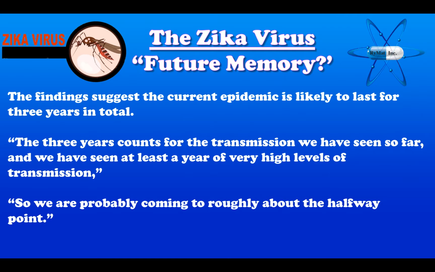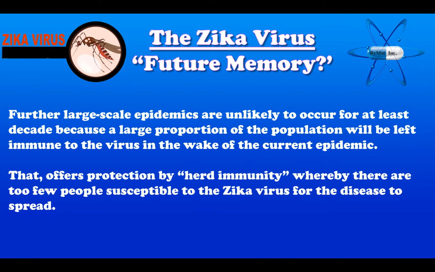Further large-scale epidemics are unlikely to occur for at least 10 years because a large proportion of the population will be immune to the virus in the wake of the current epidemic. That offers protection via what's called herd immunity, where there are too few people susceptible to the virus for the disease to spread.